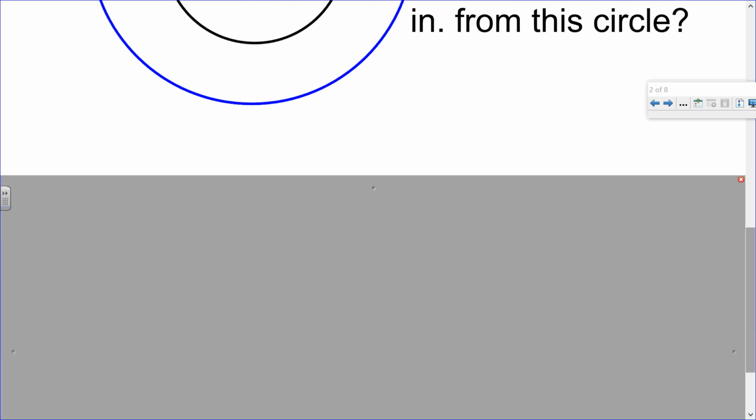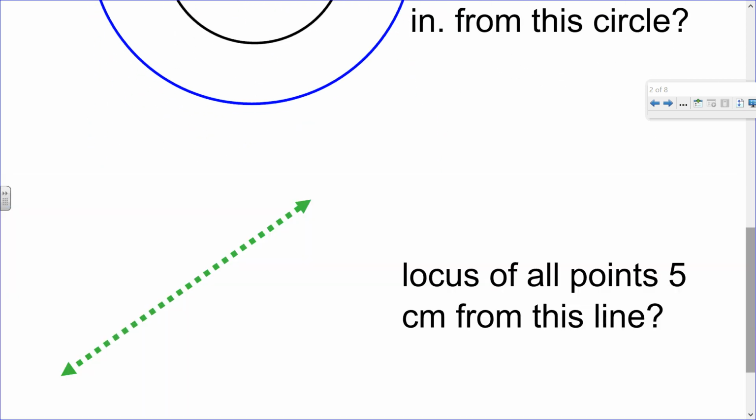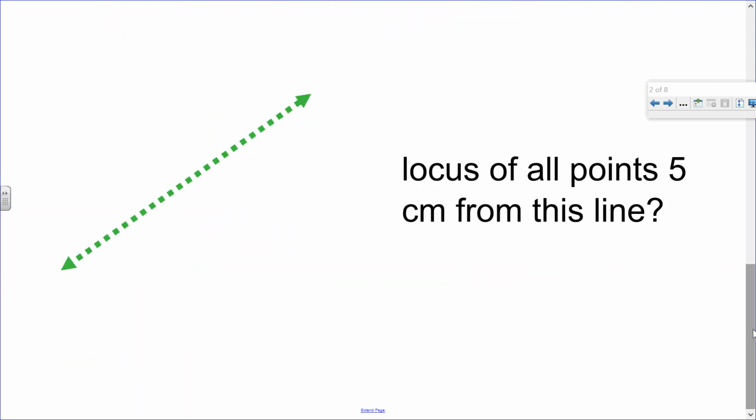One more, and then we'll go to what we're really doing today with lines. What if I wanted all of the points that are 5 centimeters from that line? 2D. Where can I go that's 5 centimeters away from the line, Aiden? Okay, so I can go that way. Anywhere else I can go?